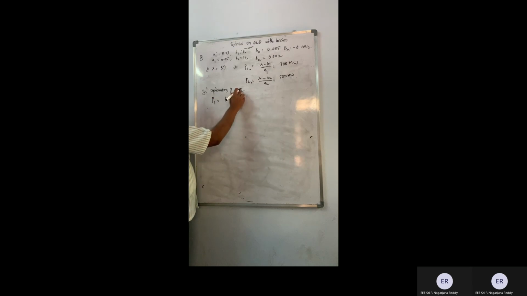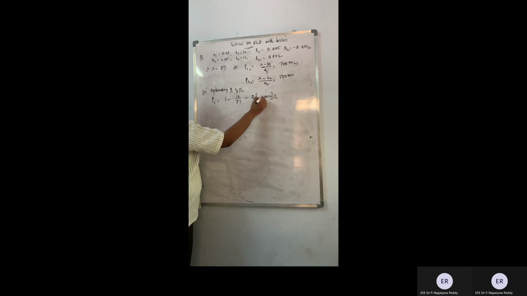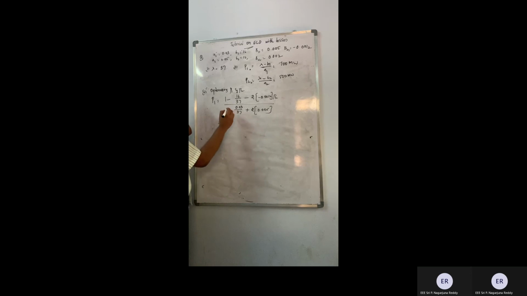1 minus V1 by lambda. It is 16 by 37 minus 2 into V1. 2 is minus 0.0012. P2 by A1. A1 is 0.03 by lambda plus 2 into V1. 0.05. I'll take 37 as the LCM. 37 minus 16 is going to be 21 plus 0.0037 into P2. So this is 0.4.